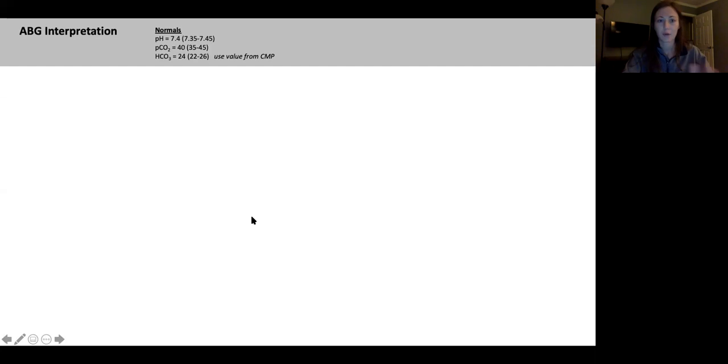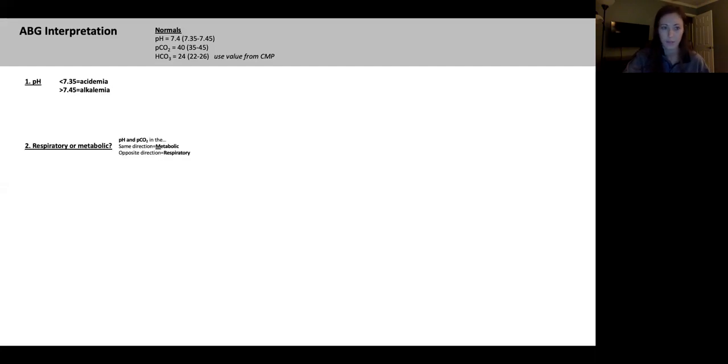So, quick normals: pH around 7.4, PCO2 around 40, and bicarb around 24. As a general rule, you want to use the value from the CMP for the bicarb, and then use the pH and PCO2 from the ABG itself. So if you have both of those labs, that's how you want to choose those. Step one is looking at the pH and determining overall, is the blood acidemic or alkalemic? pH less than 7.35 is acidemic, greater than 7.45 is alkalemic.